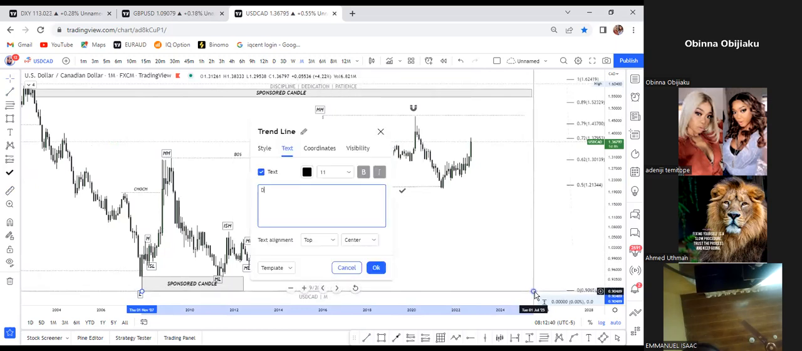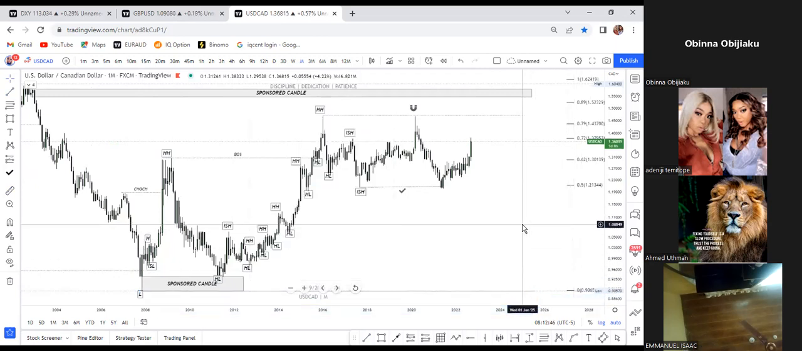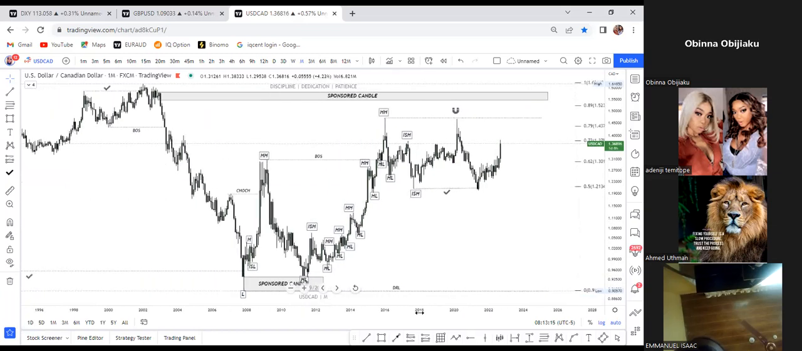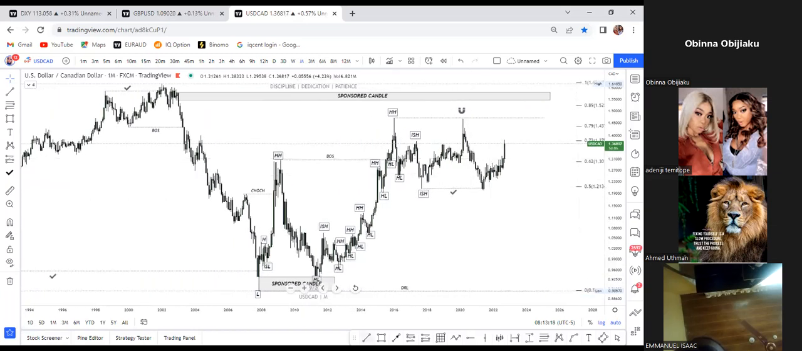So I'm going to put it DRL, dealing range low. Now, where is my dealing range high on the monthly? I have my dealing range high above right here. This was the high that took out liquidity.